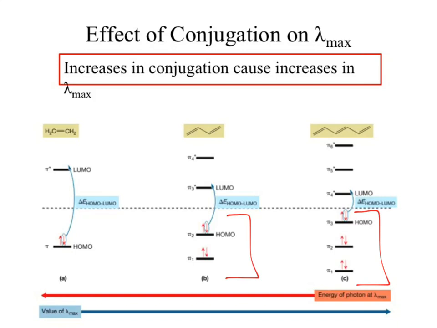Those pi orbitals, those pi electrons, are higher in energy, which means we can start to do different things with them. One of those things is looking at UV-Vis spectroscopy. So increase conjugation, increase lambda max. Decrease conjugation, you decrease lambda max. Okay. Questions? Okay. Pretty sure that's all I've got on UV-Vis.